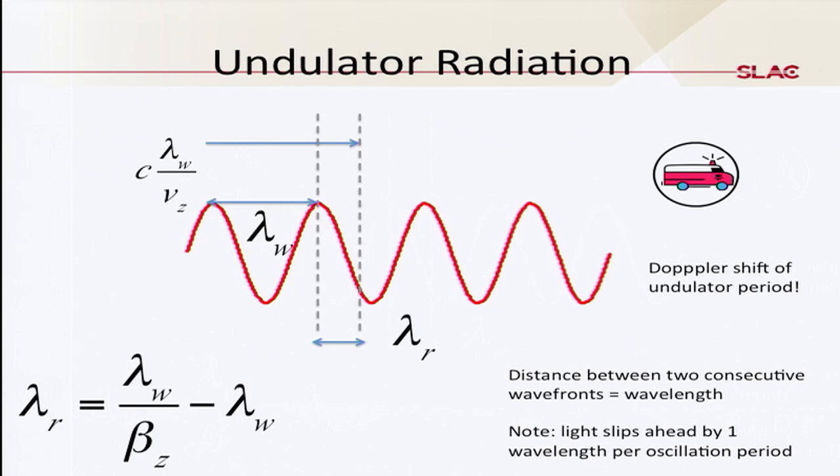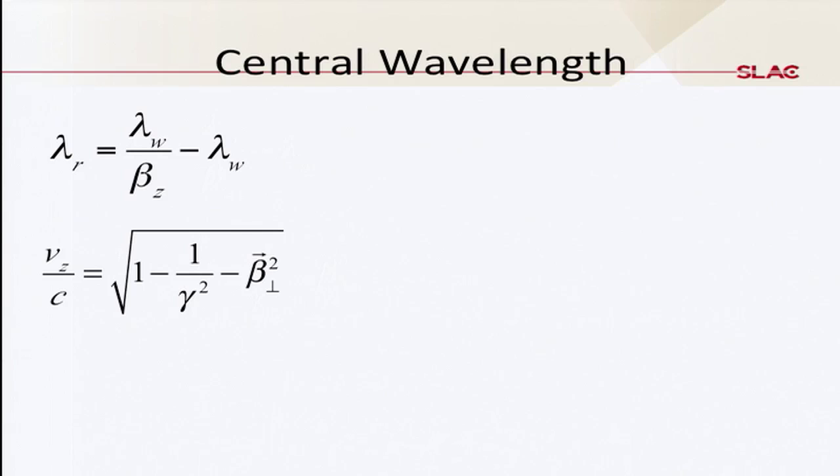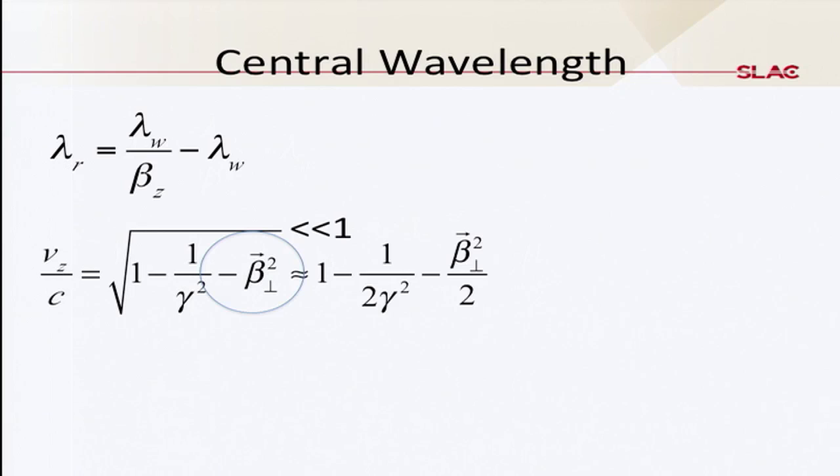Essentially it's the Doppler shifted undulator period, and it's given by this expression here. It's not quite the equation I showed you before. We'll see how we get there in a second. So now to derive your central wavelength, you need to know what your transverse velocity is. This is just a trivial rearrangement of the expression for gamma. These two, 1 over gamma squared and beta squared, are very small numbers, so you just take them out of your square root by multiplying them by 1 over 2.